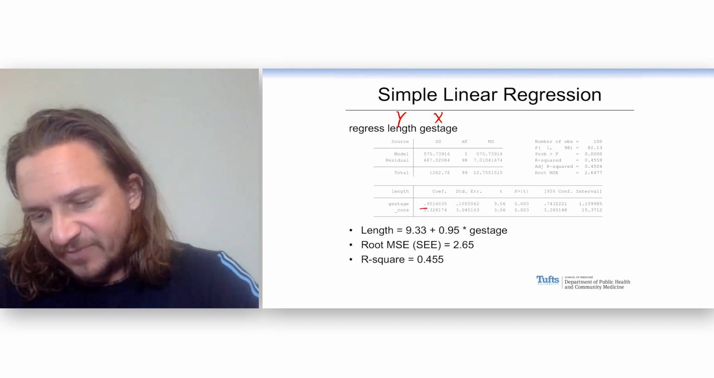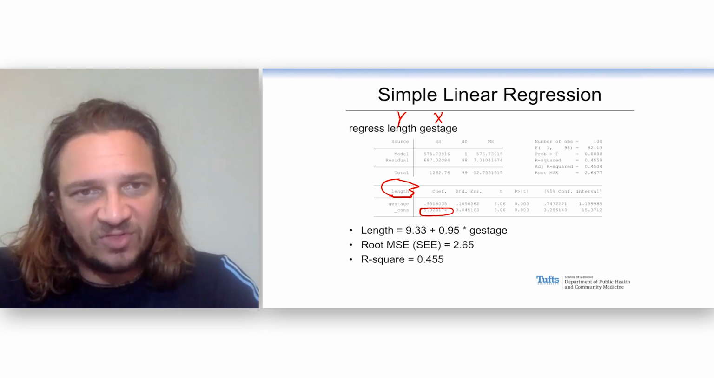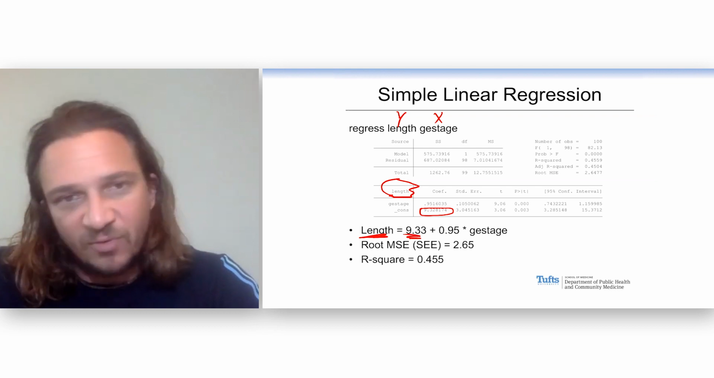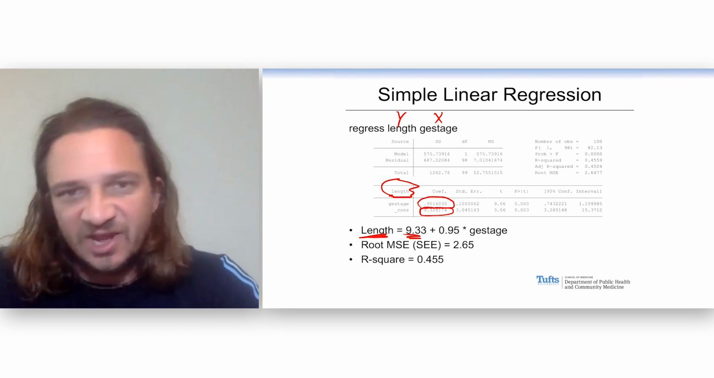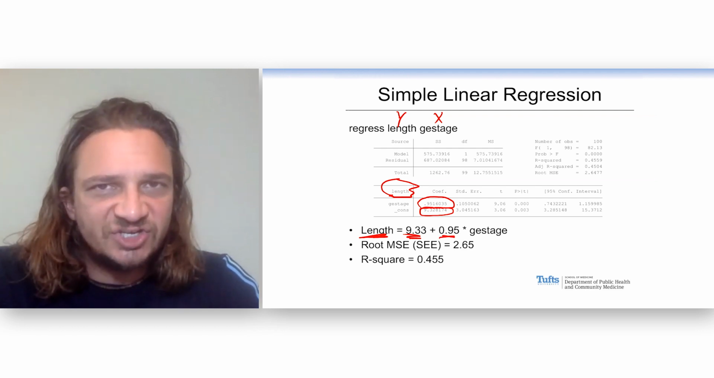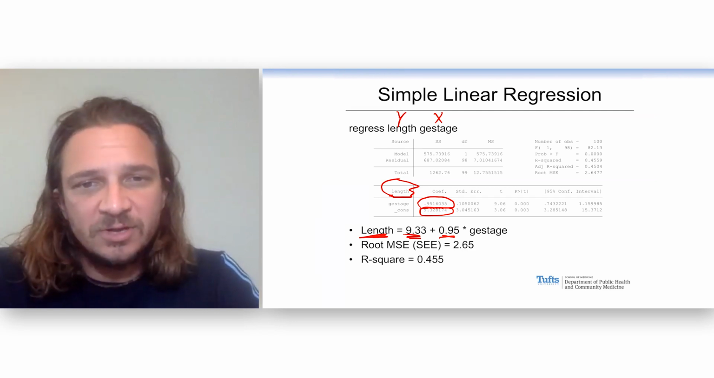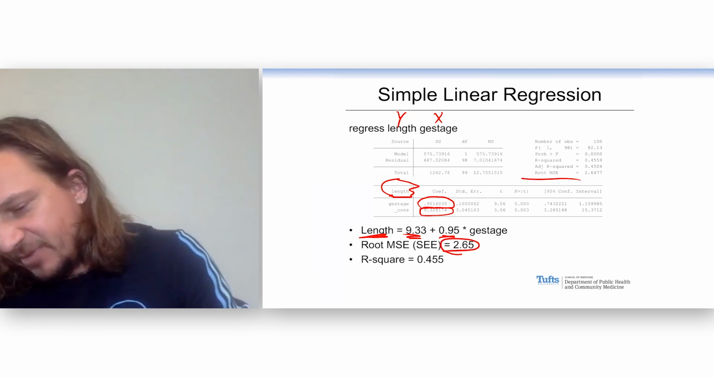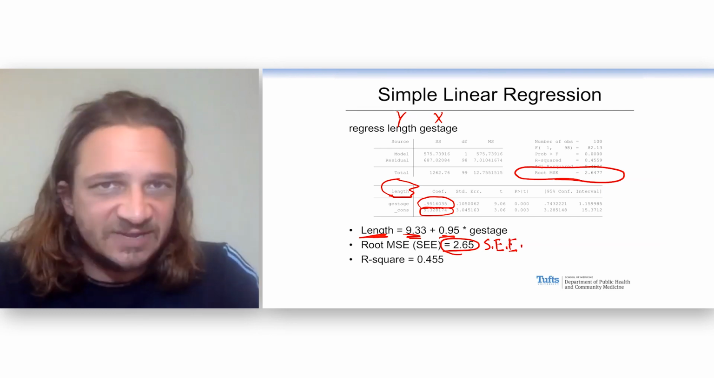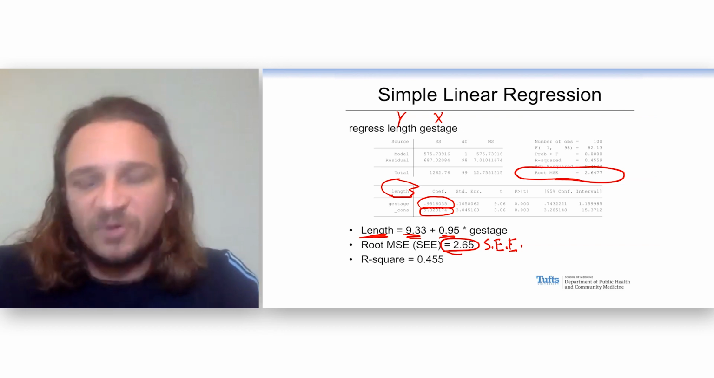Here is our intercept, 9.33. This shows us the dependent variable. Length depends on how long you're in there cooking. So length equals 9.33. And then we see the coefficient here, or the slope, 0.95 gestational age. For every 1 unit increase in gestational age, on the average, a baby is 0.95 bigger. The root mean square error, which we see up here, which again is also called the SEE. That's not my fault. It's confusing that there's two names for it, but it's what it is. That tells us the standard deviation around the regression line.